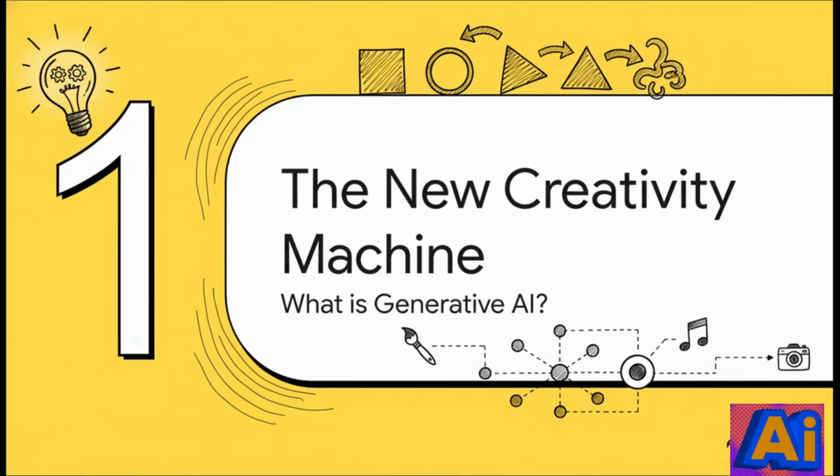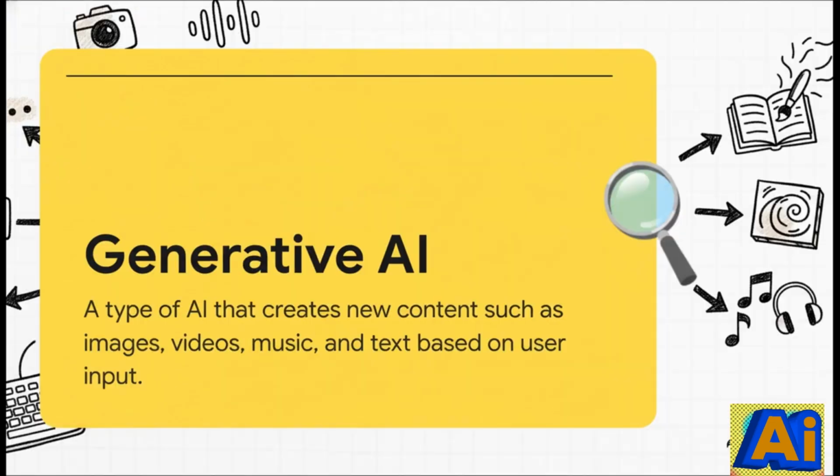Section 1, the new creativity machine. So, what is generative AI? Well, at its heart, it's a kind of AI that doesn't just crunch numbers or sort data, it makes stuff. You feed it some instructions, and bam, it can spit out a brand new image, a piece of music, a story, you name it. It's not just a calculator, it's more like a creative partner.